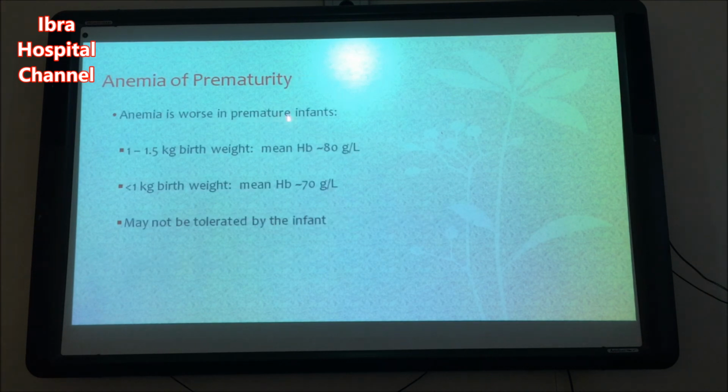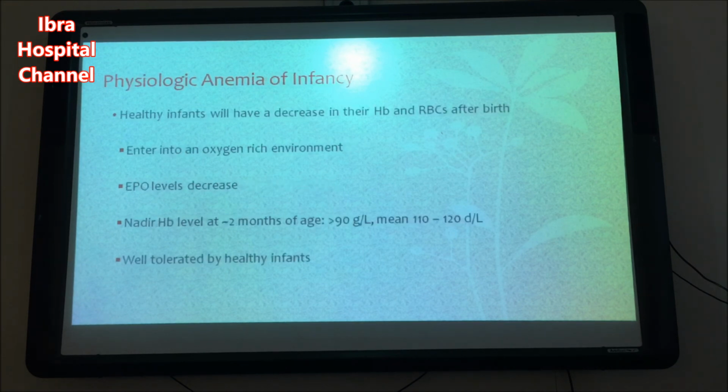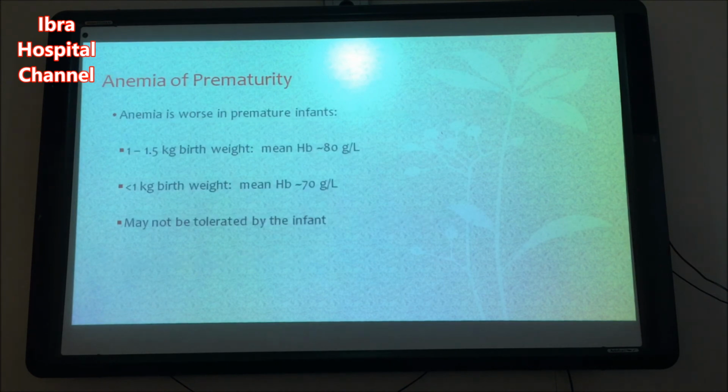However, the situation with premature infants can be slightly different because anemia can be worse. It can be down to 80, and the birth weight is usually preterm, so very low birth weight, and even can be less than 1 kilogram sometimes, and hemoglobin in these young children can be as low as 70 and may not be tolerated by the infant. And if you have a preterm baby with very low hemoglobin, that's a proper indication if you want to transfuse. I brought this just to differentiate between the normal physiological anemia and the anemia of prematurity.